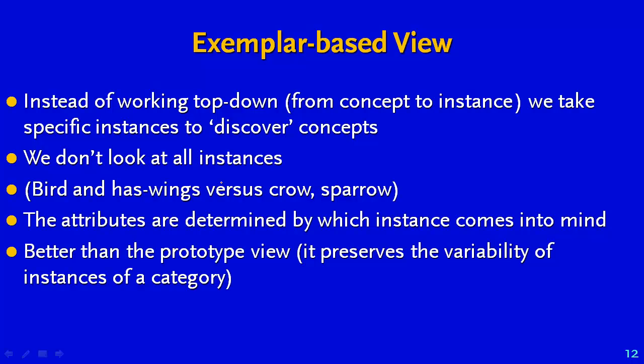The exemplar based view: instead of working top down from concept to instance, which we did already, we take very specific instances to discover concepts. We don't look at all instances. So instead of saying birds have wings, which I talked about just a moment ago, we look at a crow and a sparrow. So it's a bit like a prototype, but even more specific. We look at crows and sparrows, and when we get a new instance, we can say, does it look like a crow and a sparrow?